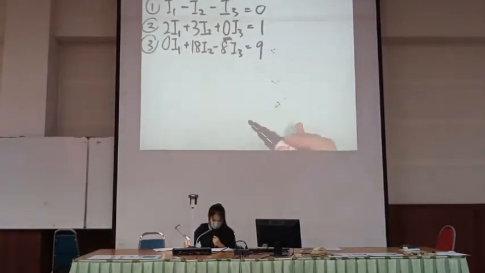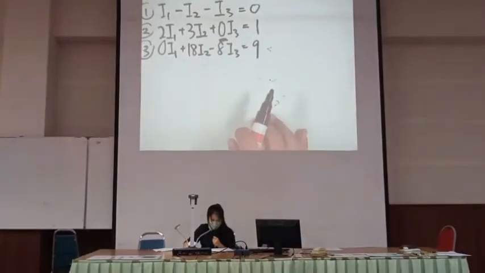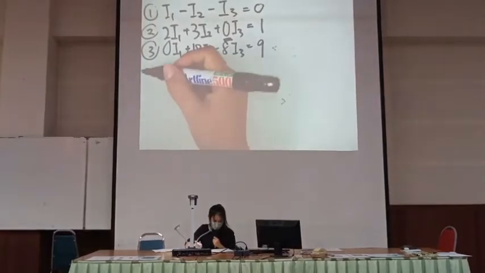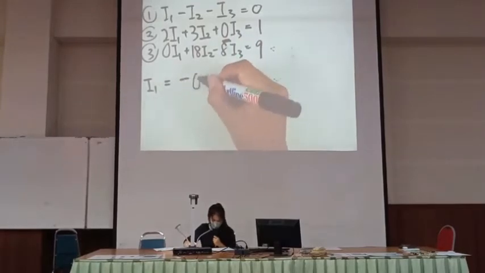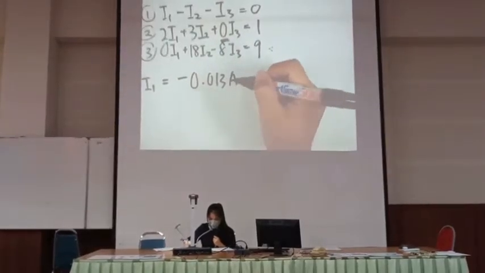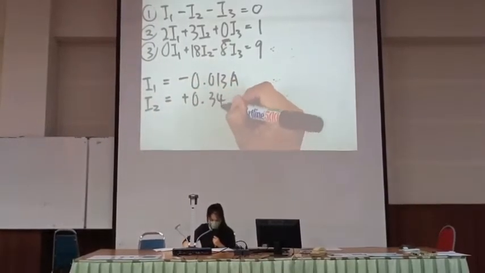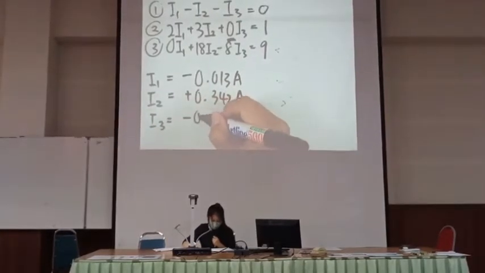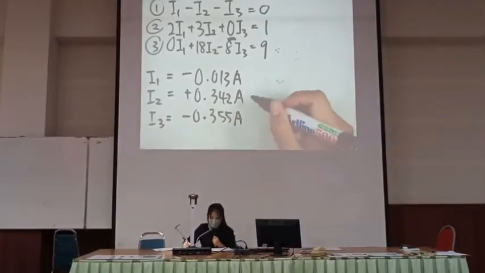Then we simply substitute these values into the calculator. We choose the simultaneous equation function with 3 unknowns, and lastly we will get I1 equals negative 0.013 ampere, I2 is equal to positive 0.342 ampere, I3 is equal to 0.355 ampere.